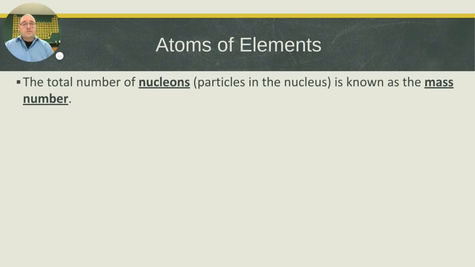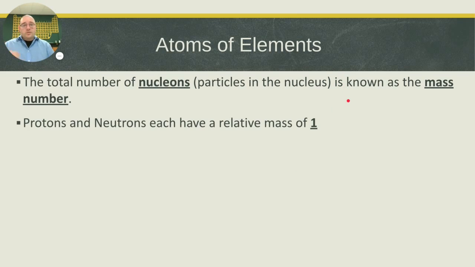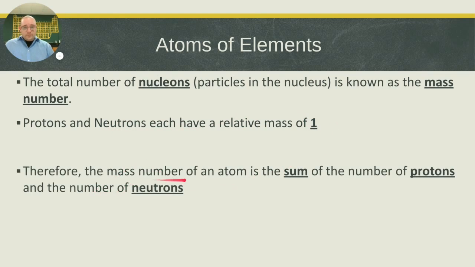The total number of nucleons, or particles in the nucleus, that would be protons and neutrons, are nucleons. The total number of nucleons is known as the mass number. So a proton and a neutron each have a relative mass of 1. So if I have 1 proton, that's a mass of 1, and 1 neutron, that's a mass of 1. So if those are both in the nucleus, then I have a mass of 2, because 1 plus 1 is 2. So you simply count up the number of protons and the number of neutrons, and that tells you your mass. The sum of the number of protons and the number of neutrons is the mass number. So the mass number of an atom is the protons plus the neutrons.